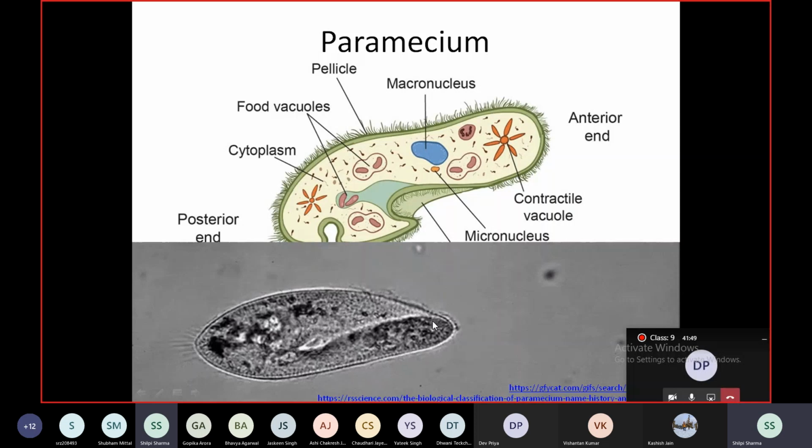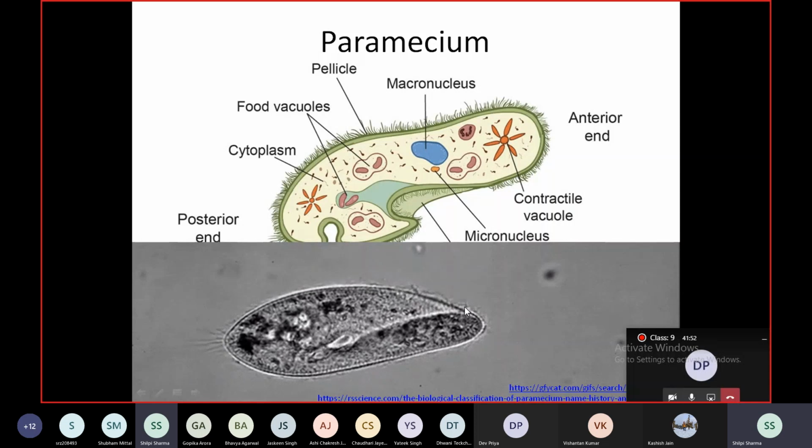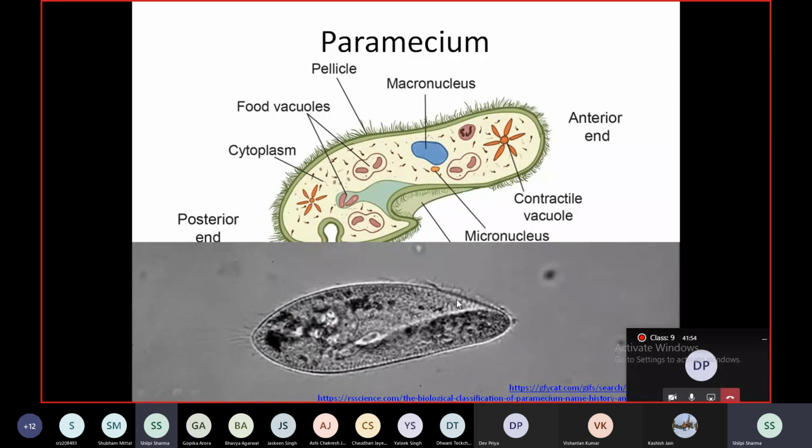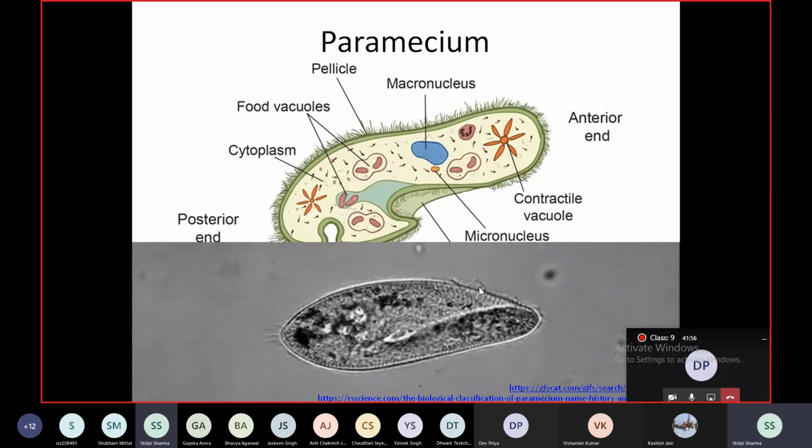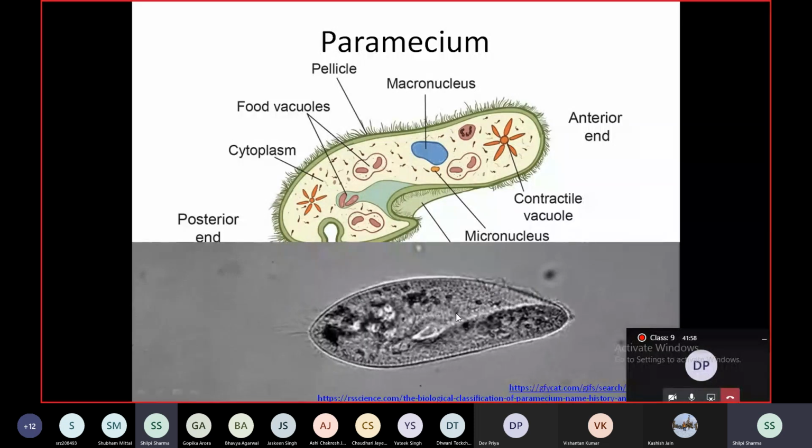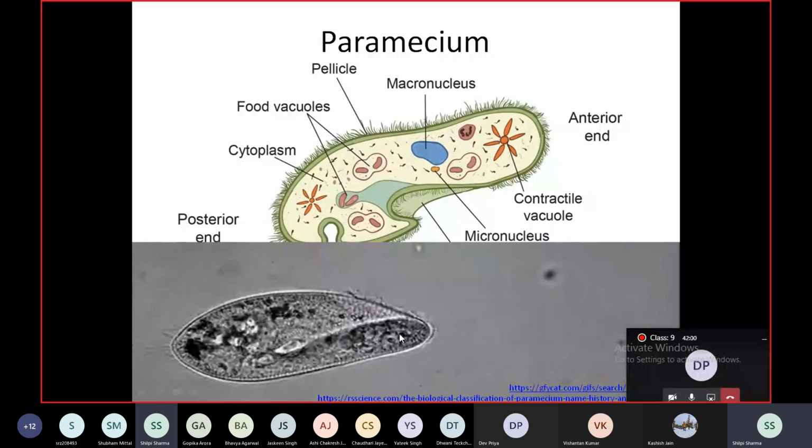This is just to show you how it moves in real life. If you see the cilia, unlike the flagella, they make such a wavy movement. This undulating movement is what helps the paramecium move.